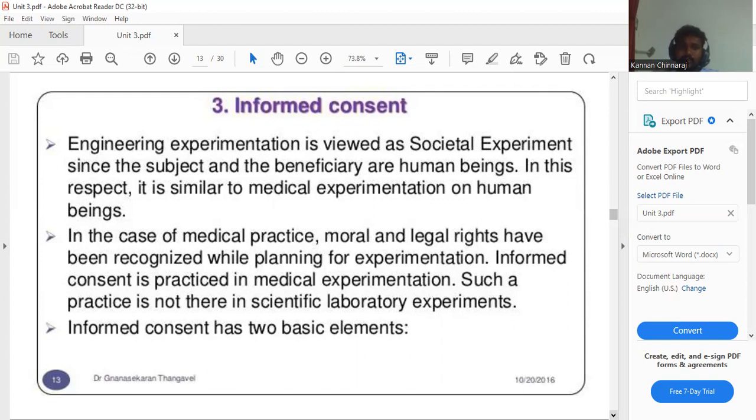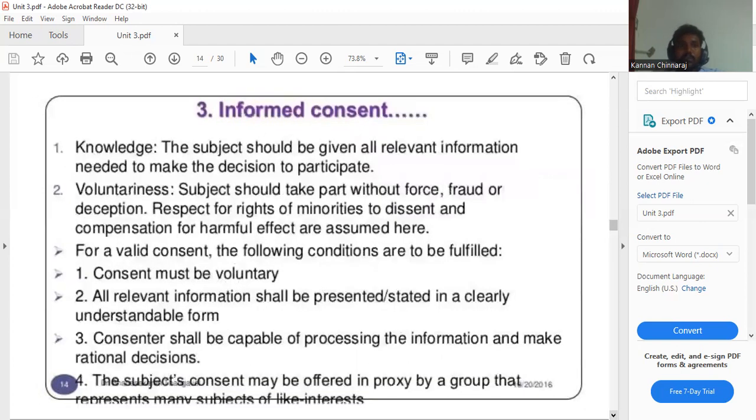Informed consent has two basic elements. First one is knowledge. The subject should be given all relevant information needed to make the decision to participate. Second one is voluntariness. The subject should participate without force, fraud, or deception, with respect for the rights of the minority to dissent, and compensation for harmful effects assumed.